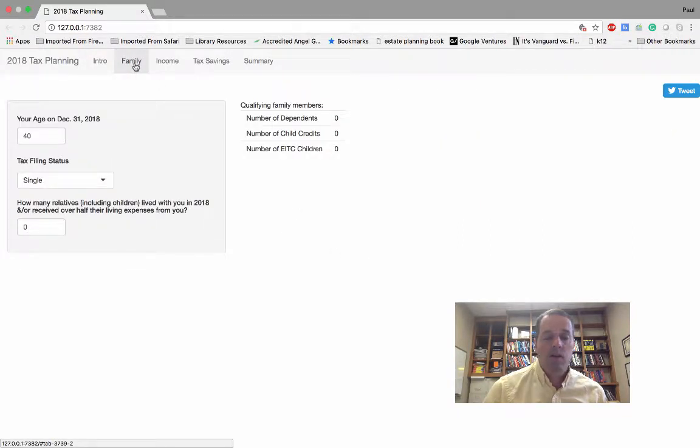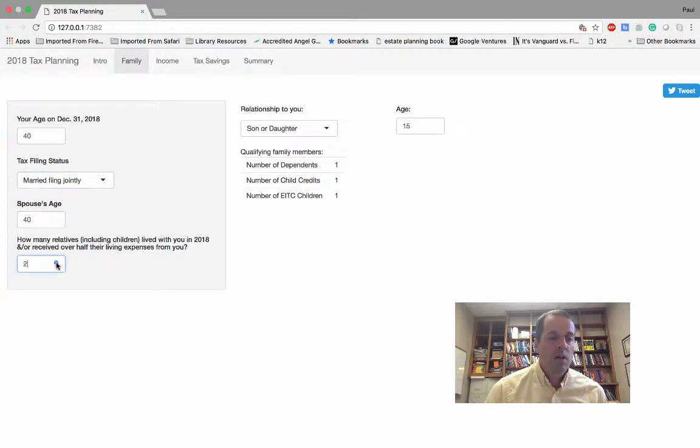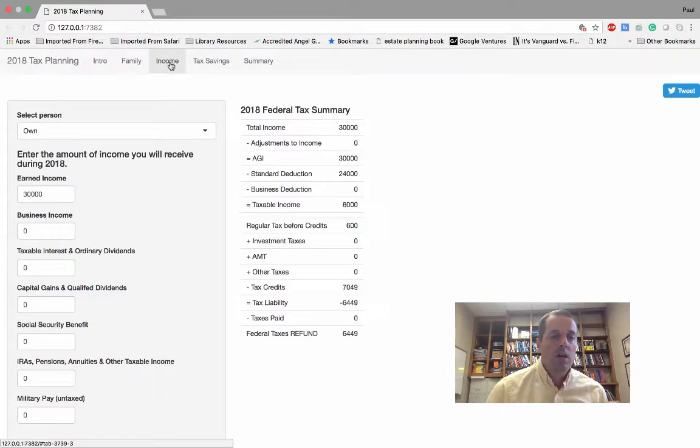Again, you can enter this for yourself or someone else or a hypothetical situation, but you're given some initial parameters which you can easily change. I'll just stick with some of these. Say you're married, keep everyone at 40, a couple of children, one still kind of young, one aging out of the child tax credit. And then for your income, again, it starts with 30,000. You can zero that out or raise it.